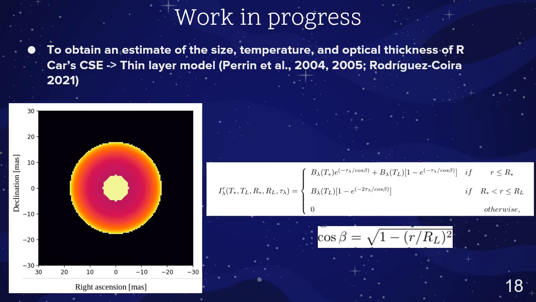Finally, we want to obtain an estimate of the size, temperature, and optical thickness of R Car's circumstellar envelope, using, for example, a thin layer model.